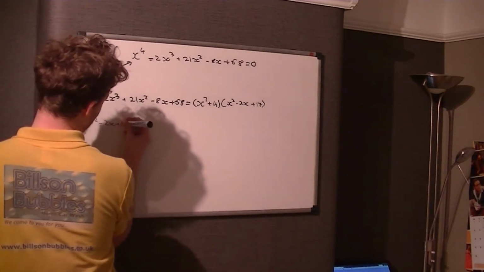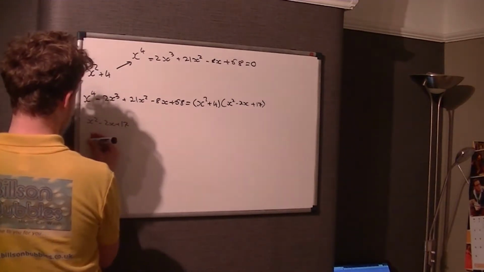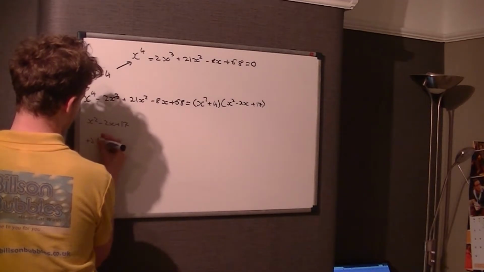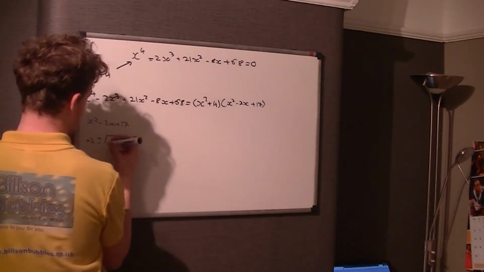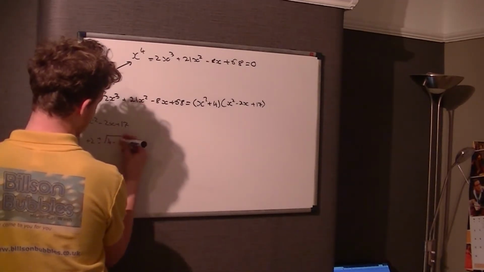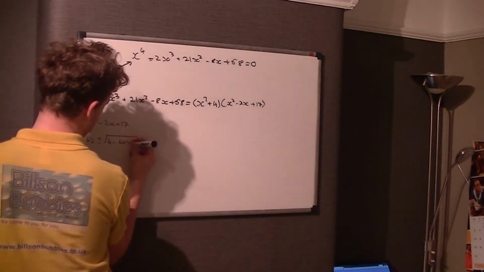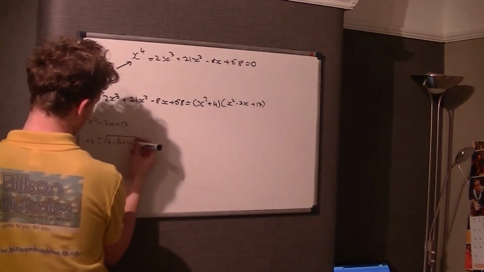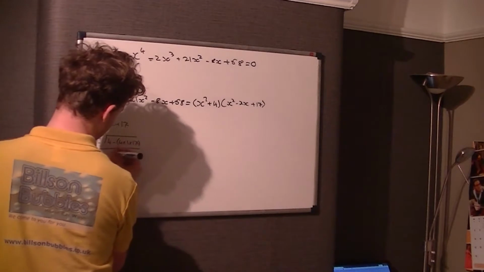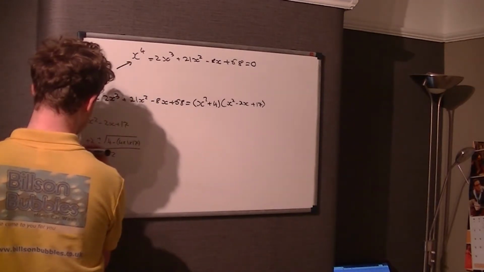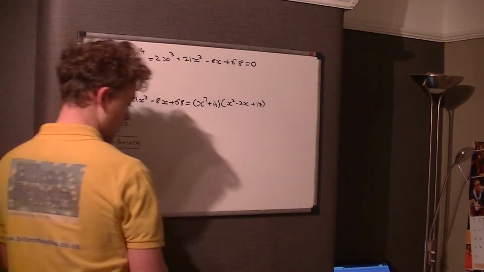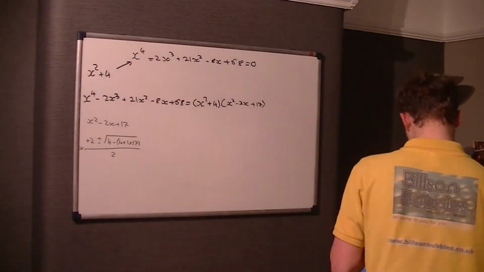17. Just sub it into the quadratic formula, so you get negative b, which is positive 2, plus or minus the square root of b squared, which is 4, take 4 times 1 times 17, over 2a, which is just over 2, remember that equals x, and work out what this 4 times 1 times 17 is.